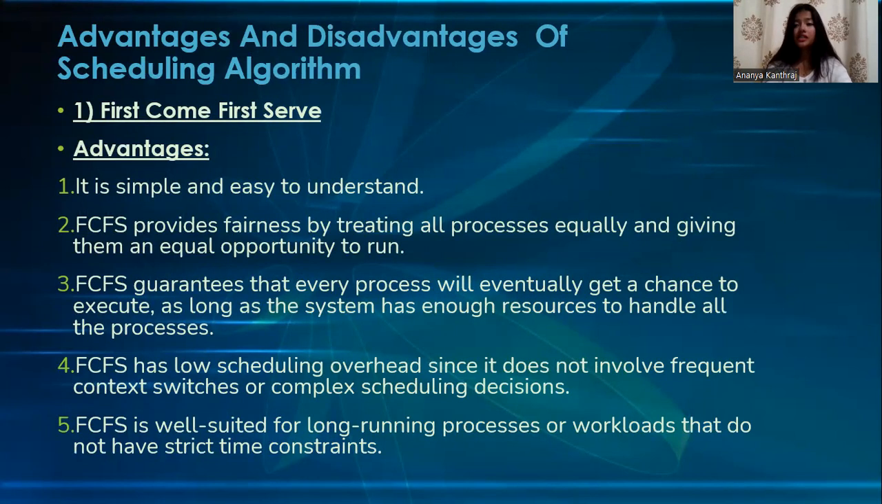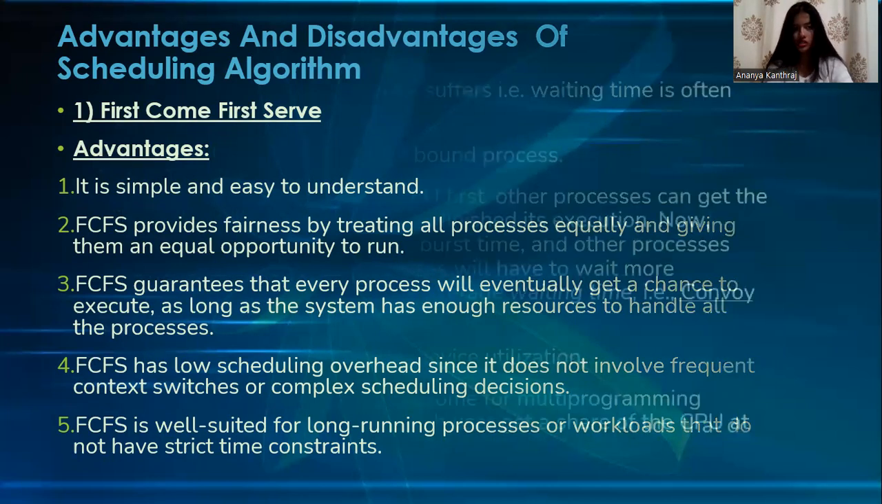Its advantage is that it's simple and easy to understand. And FCFS provides fairness by treating all the processes equally and giving them an equal opportunity to run. FCFS guarantees that every process will eventually get a chance to execute as long as the system has enough resources to handle all the processes. FCFS has low scheduling overhead since it does not involve frequent context switches or complex scheduling decisions. FCFS is well suited for long running processes or workloads that do not have strict time constraints.